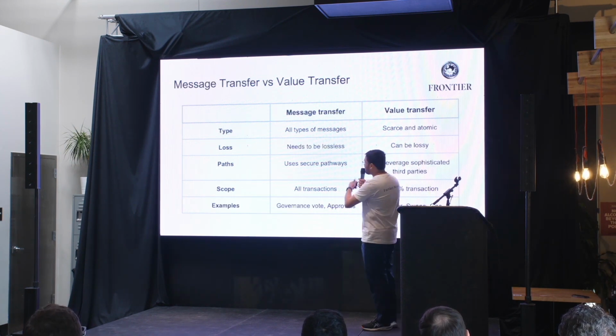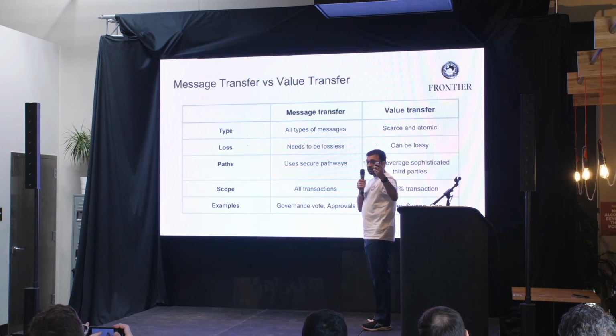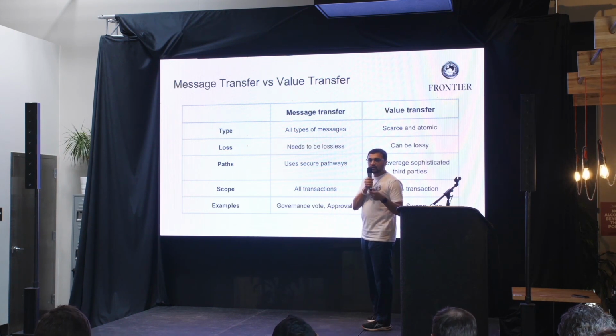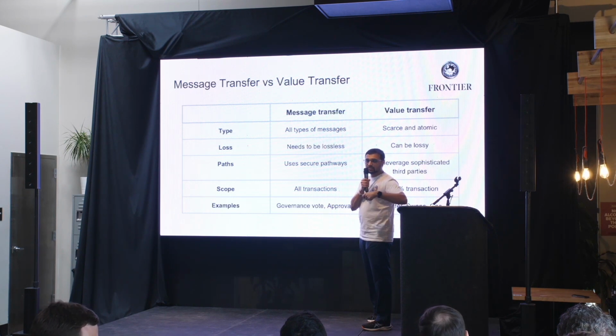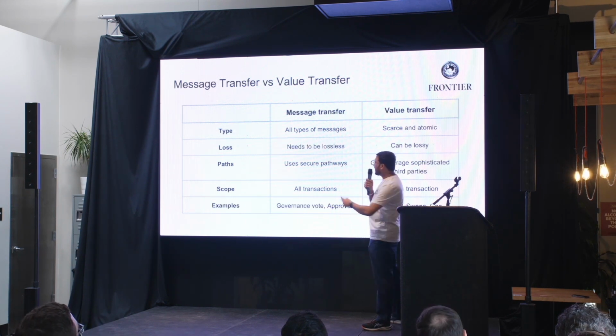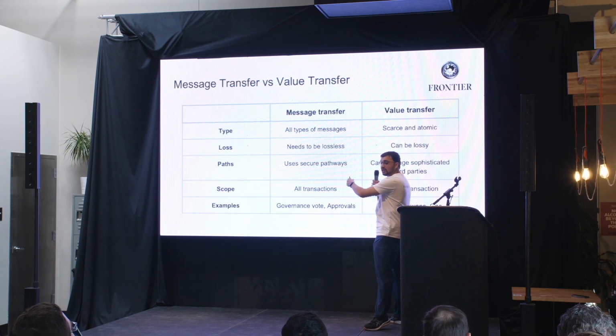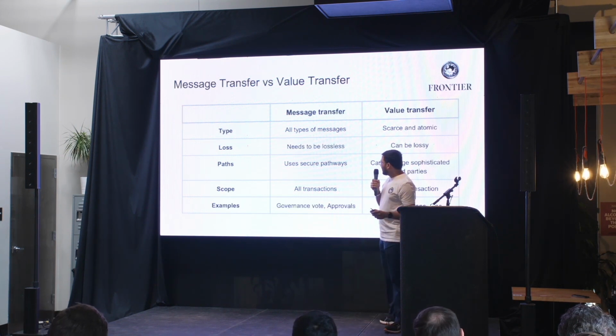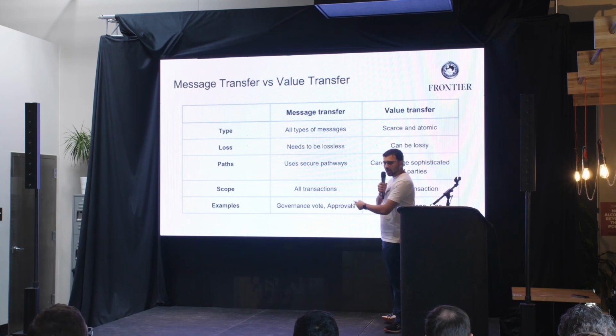A normal message, all types of messages, need to be lossless. If you are participating in a governance vote and you want to vote yes, you don't want that information to be converted into a maybe. So it has to be lossless, and hence it needs to use all the secure pathways that are available. Some examples are governance voting and approvals for message transfers.